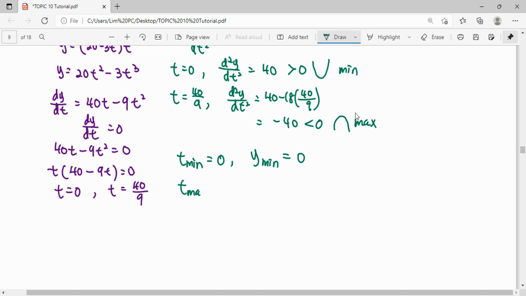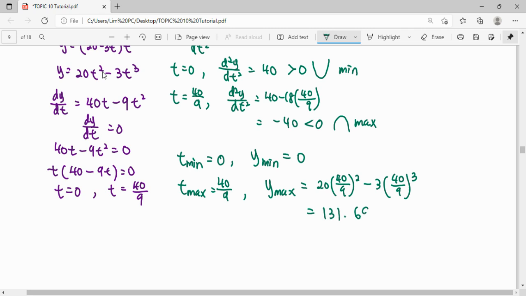So when t is maximum, equal to 40 over 9, our y maximum can be obtained by substituting this t into our y equation, which is 20t squared minus 3t cubed. So this will give us 131.69.